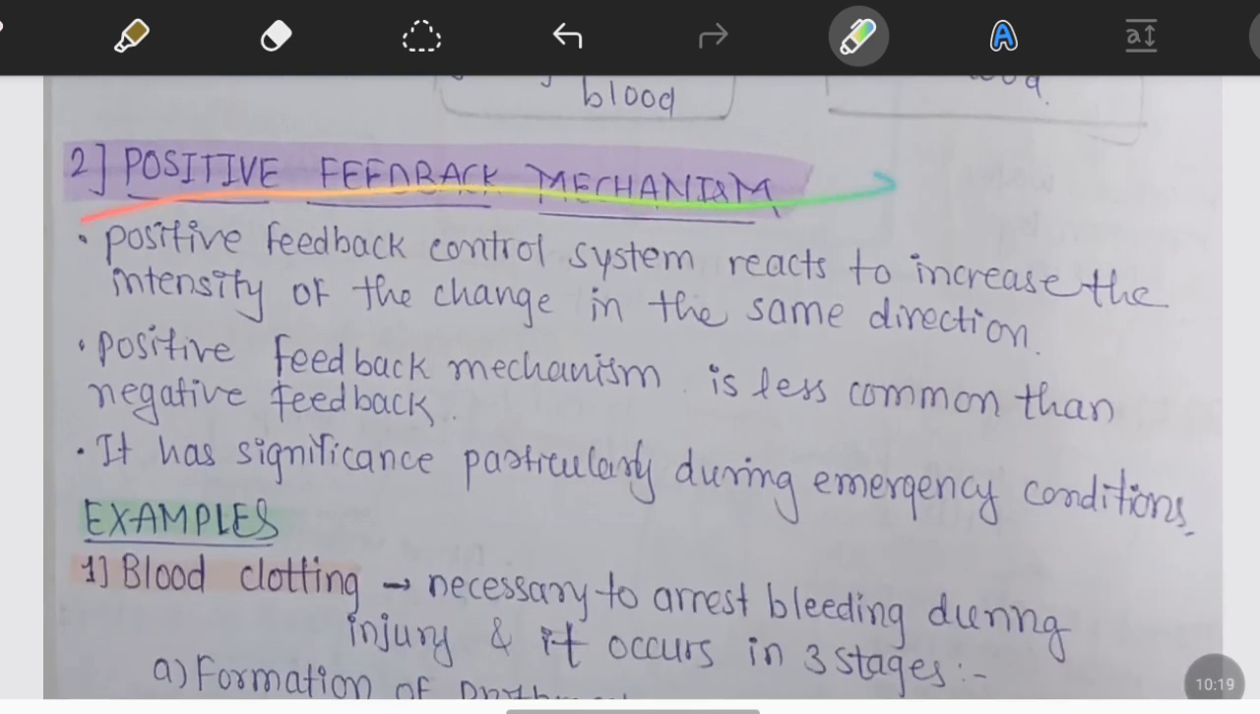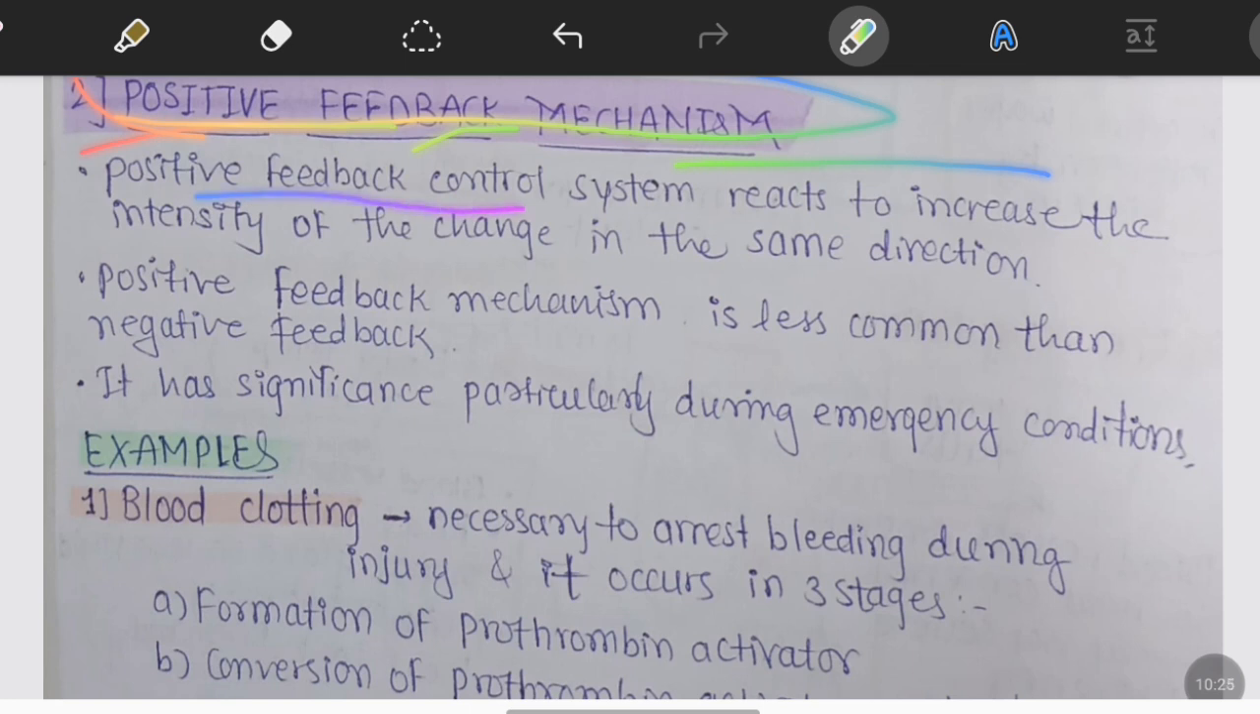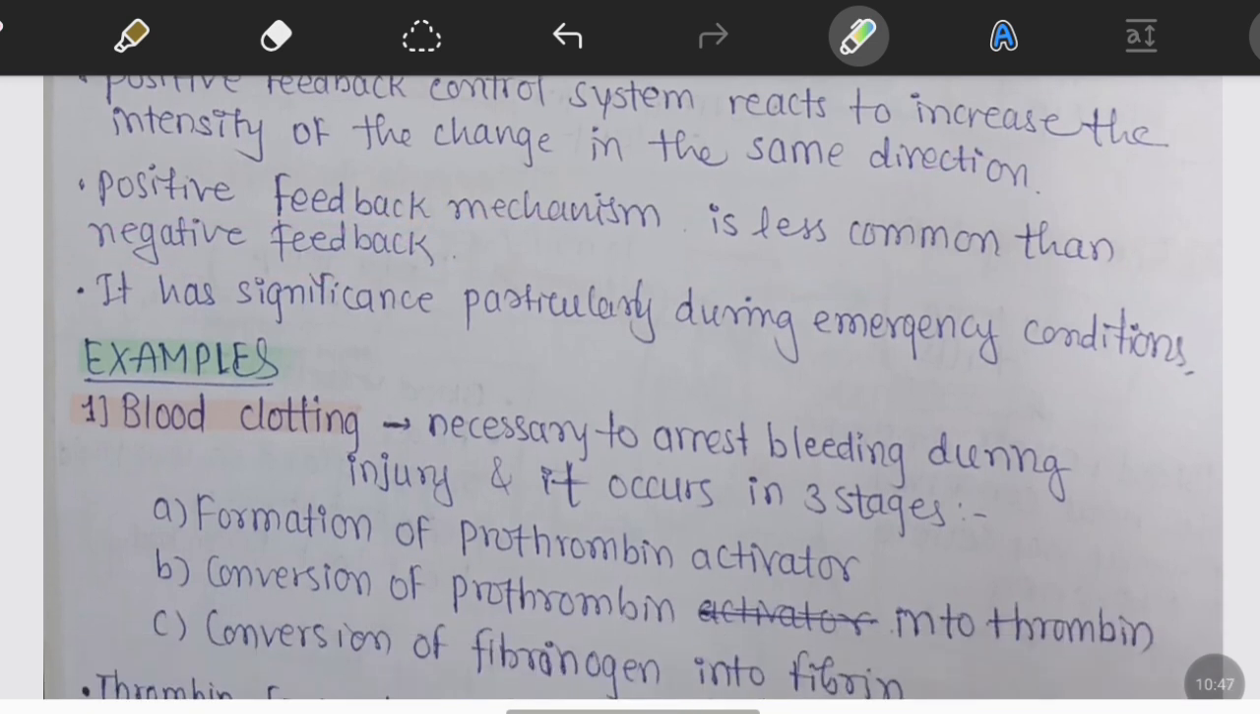Then we will see another mechanism, the positive feedback mechanism. A positive feedback control system reacts by increasing the intensity of the change in the same direction. Negative feedback acts in the opposite direction, while here the effect is in the same direction. The positive feedback mechanism is less common than negative feedback. There are far fewer examples compared to negative feedback, and it has significance particularly during emergency conditions.